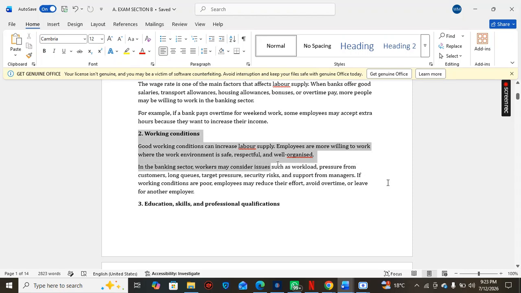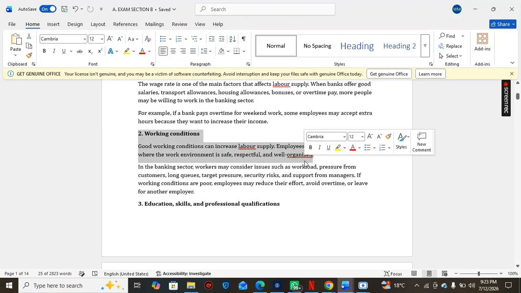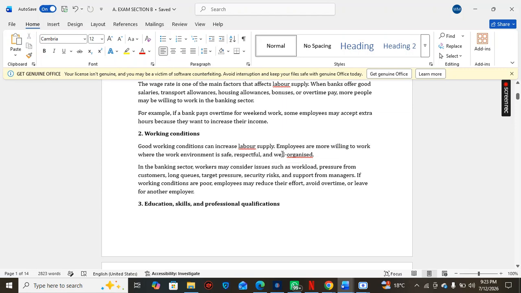Okay, good working conditions. Colleagues, as workers, one of our expectations is that where we're going to work is a safe place. It's not a hazardous place, it's not a dangerous place. The conditions where we're working are good. This is one reason why people want to work. They expect that where they work, the conditions are good. So the better the conditions for the work, the more labor supply there's going to be, because workers will be willing to work knowing that the conditions are good.